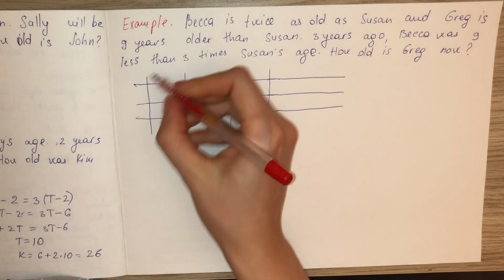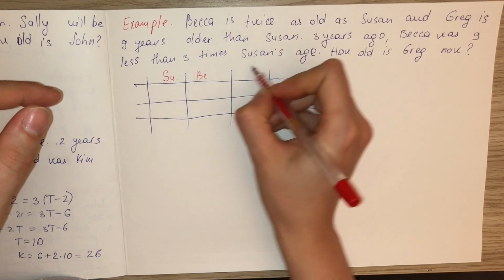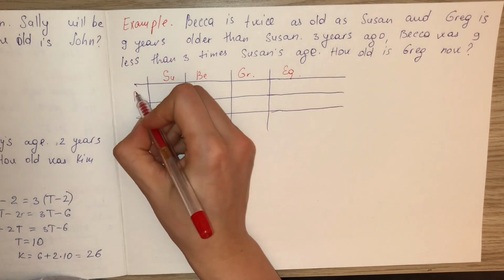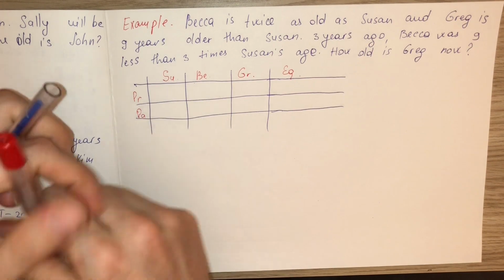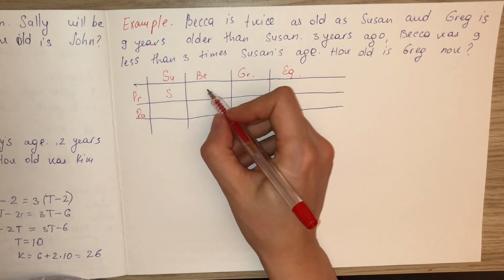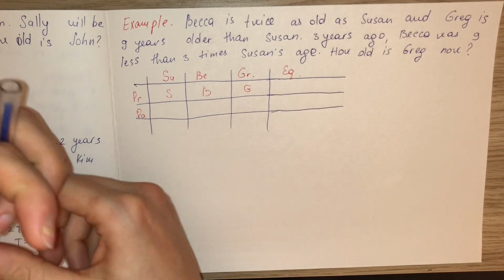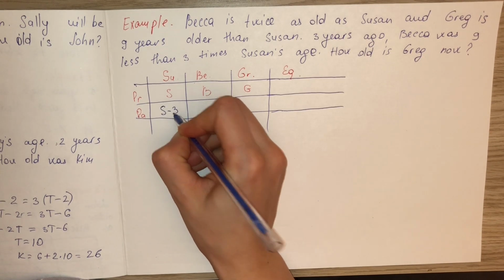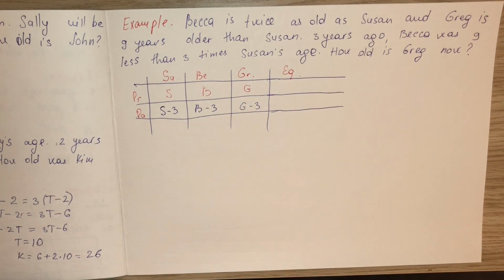Susan, Becca, Greg, equation. This is present and this is past. Let Susan be S, Becca be B, and Greg be G. 3 years ago, Susan was S minus 3. Becca also, and Greg also was 3 less than now.